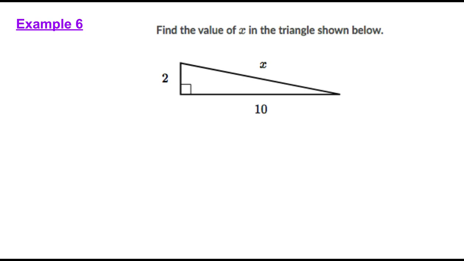Now, not always will you find that the sides are nice, pretty numbers. For this example, the side x, our hypotenuse, which is opposite this right angle, is going to turn out to be a kind of ugly number. So go ahead and pause the video, draw the diagram, and give this one a shot.